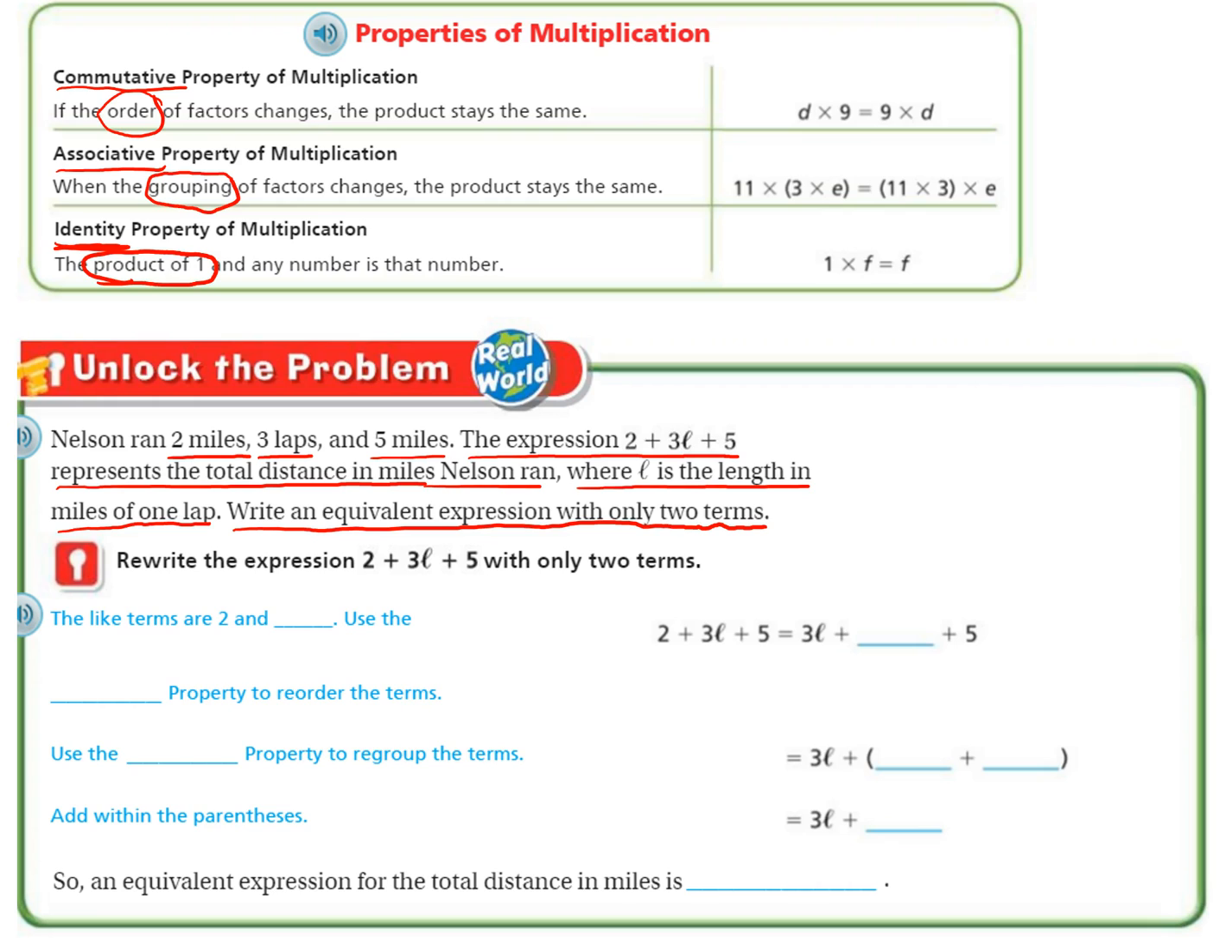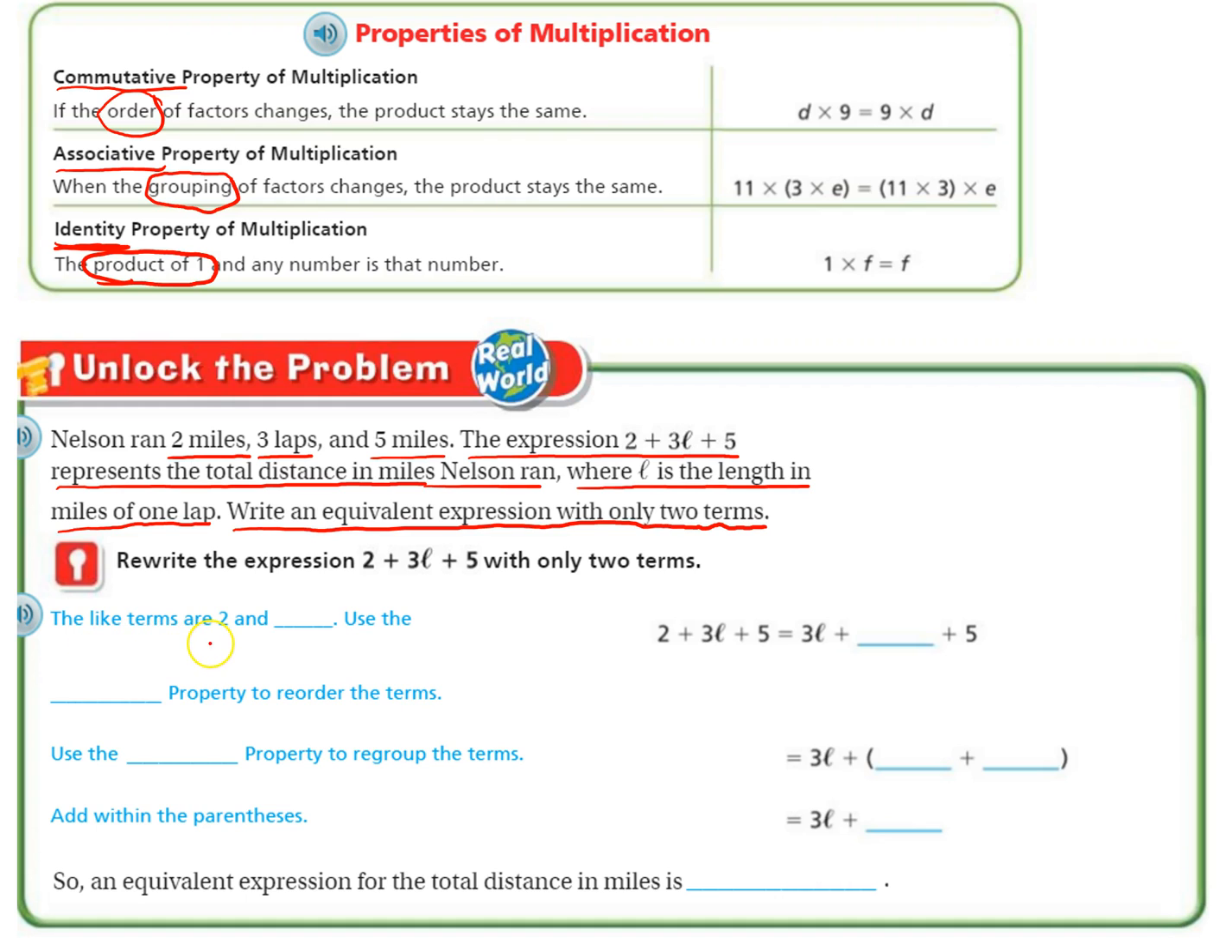Okay, so we're kind of taking what we know about the rules of addition and multiplication, that when we're adding, we can change the order of things, we can change the grouping, coupled with the lesson that we learned yesterday about combining like terms.